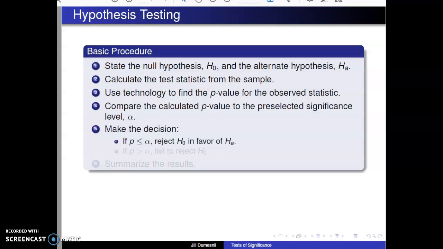If p is less than or equal to alpha, reject the null hypothesis in favor of the alternate hypothesis. If p is greater than alpha, fail to reject the null hypothesis. In no case do we accept the null hypothesis. The test is not set up to accept the truth of anything. Finally, we summarize the results. The next video will provide examples utilizing this procedure.